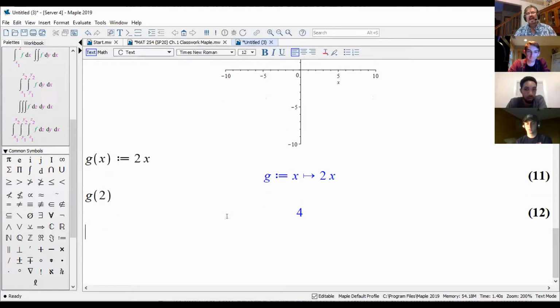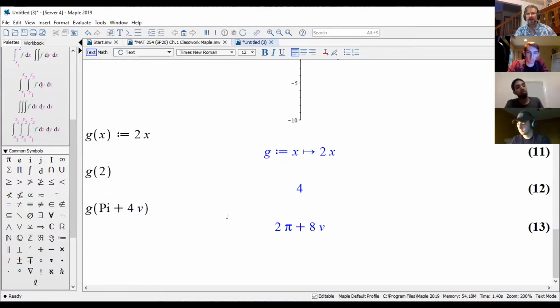Maple says, no problem. And now for this entire sheet, forever on this entire sheet, I can refer to g of pi plus 4v. Oh, damn it, I did it again. Hold on. I can say g of pi plus 4 times v. And Maple will go, okay, I'm just going to take the g function and stick pi plus 4v in there.